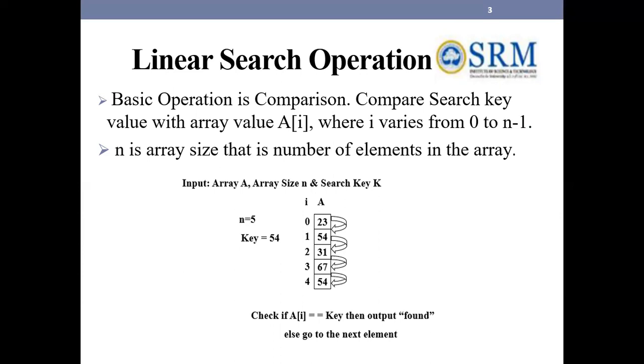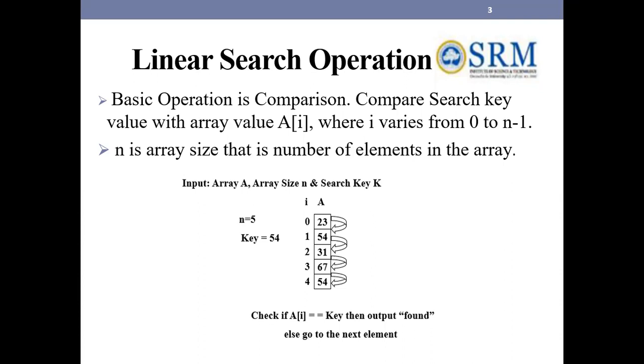See the example, the input is array A, array size n and search key K. Here A is the array name, i is the index variable that points to the values in the array, and n equal to 5. So there are 5 elements, index starts from 0 to n minus 1, key equal to 54. We are searching for the key value 54 in the array. First, it starts at the first place because it is linear search. So compare 54 and 23, not equal. Go and fetch the next element. Again 54, so 54 is equal to 54. So the element is present at the A of 1 location. In that case, the algorithm returns that the element is present.